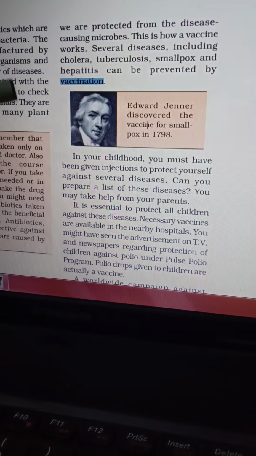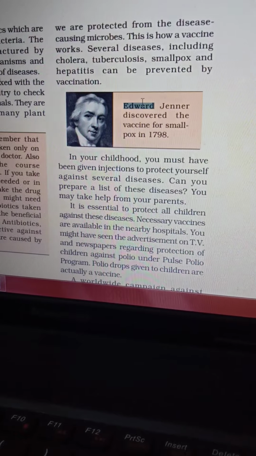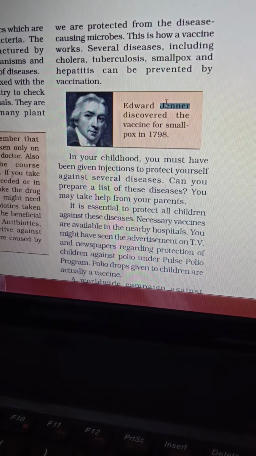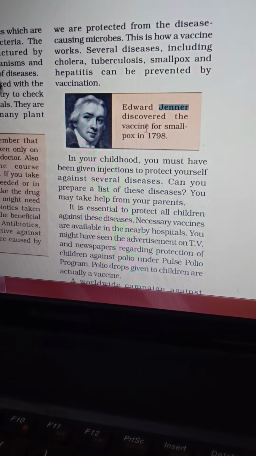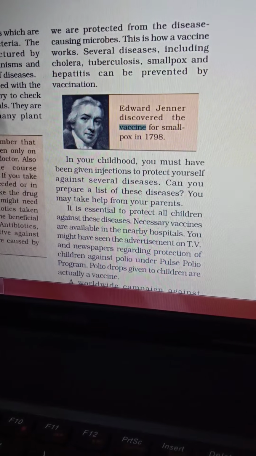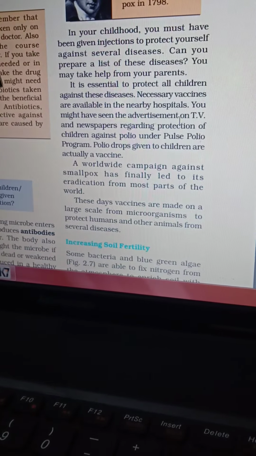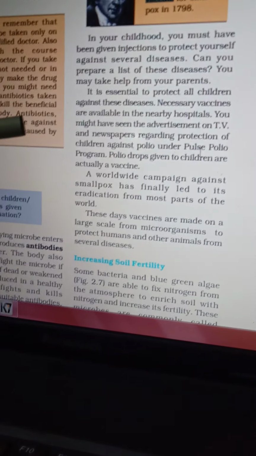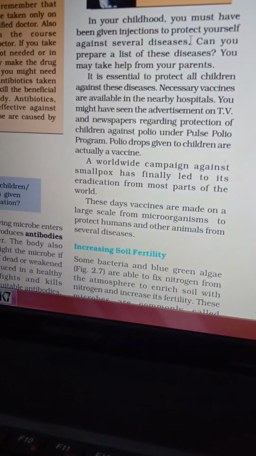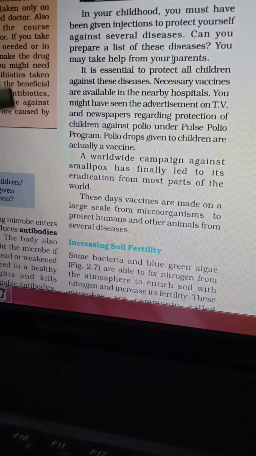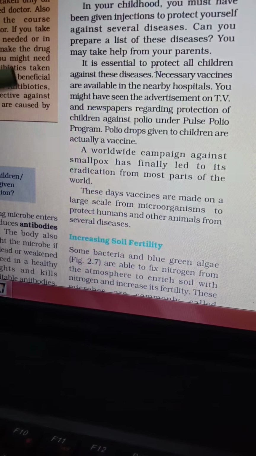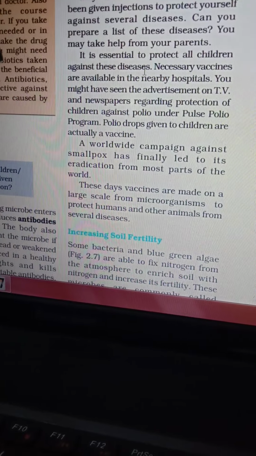And Edward Jenner was the first to discover vaccination, Edward Jenner. Nowadays most of the very dangerous diseases, pandemics like this, have come down because of these vaccinations.